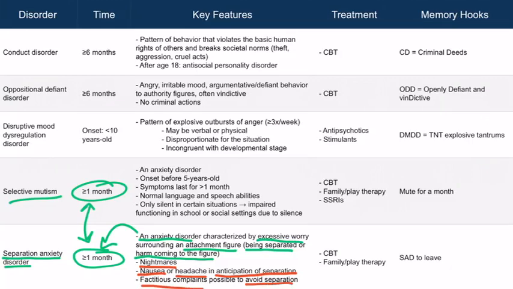Now, when it comes to treatment, the goal is very similar to the treatment for selective mutism. You're really trying to decrease anxiety. So you can do this through CBT or family and play therapy. And the memory hook for this disorder is sad to leave. So SAD, separation anxiety disorder. So they're sad to leave. They don't want to leave their mom or dad. Now that we've covered all these disorders, let's do a quick question to apply what you've learned.